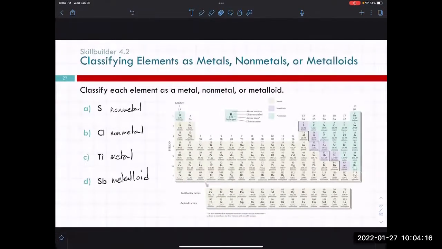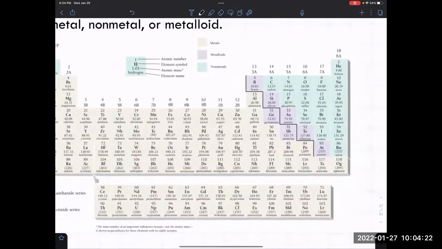So this is one where you can memorize the broad trend. If it helps, start with this zigzag line, starting with boron and then go across and down, across and down, across and down. Those elements along that line are the metalloids. Then to the right of those are the non-metals, and to the left are metals.